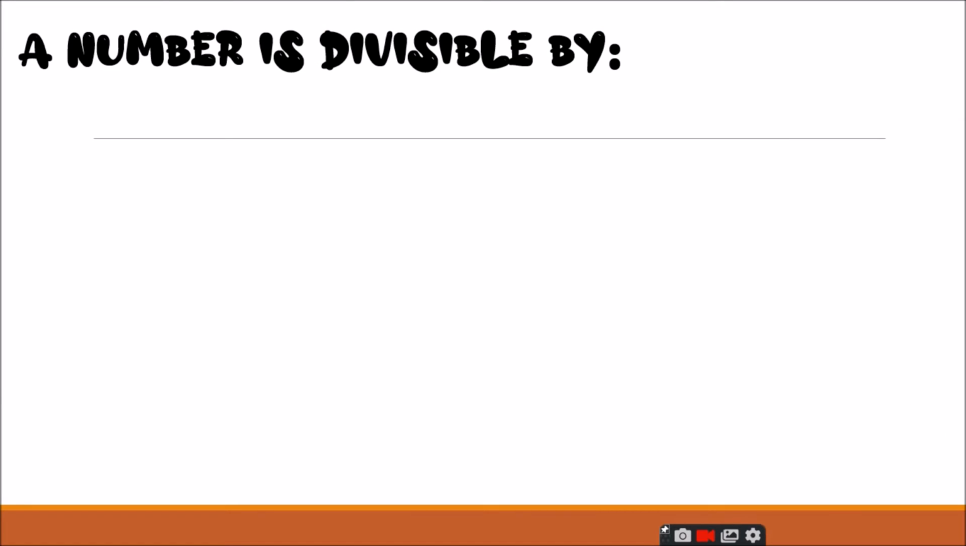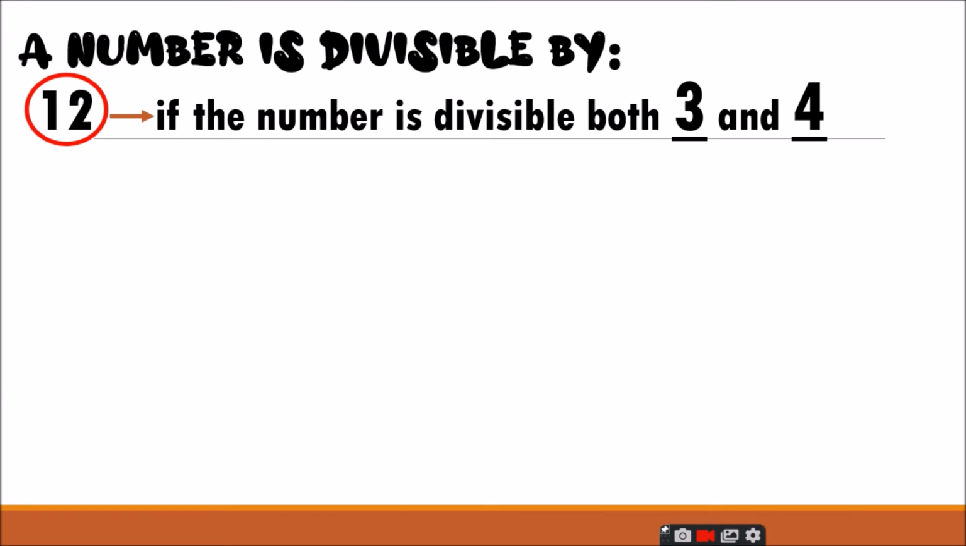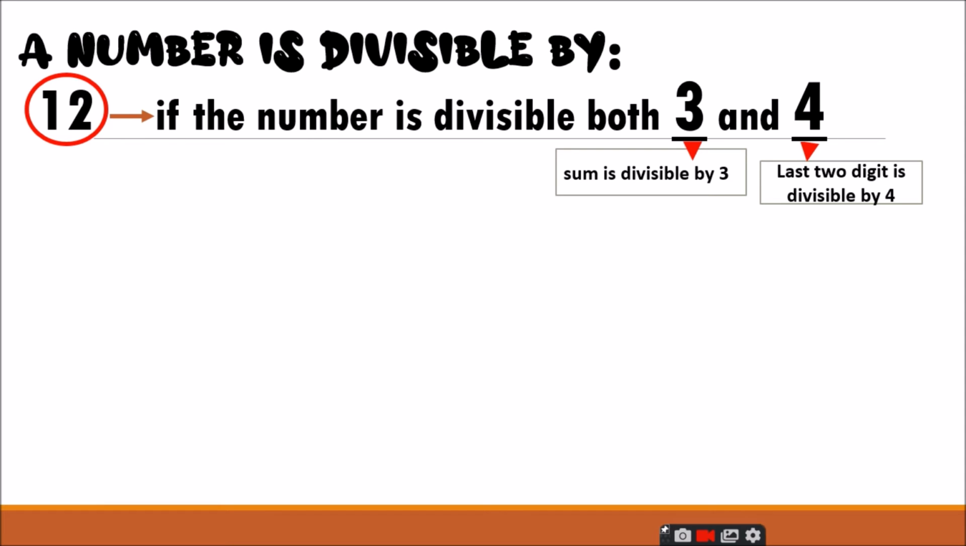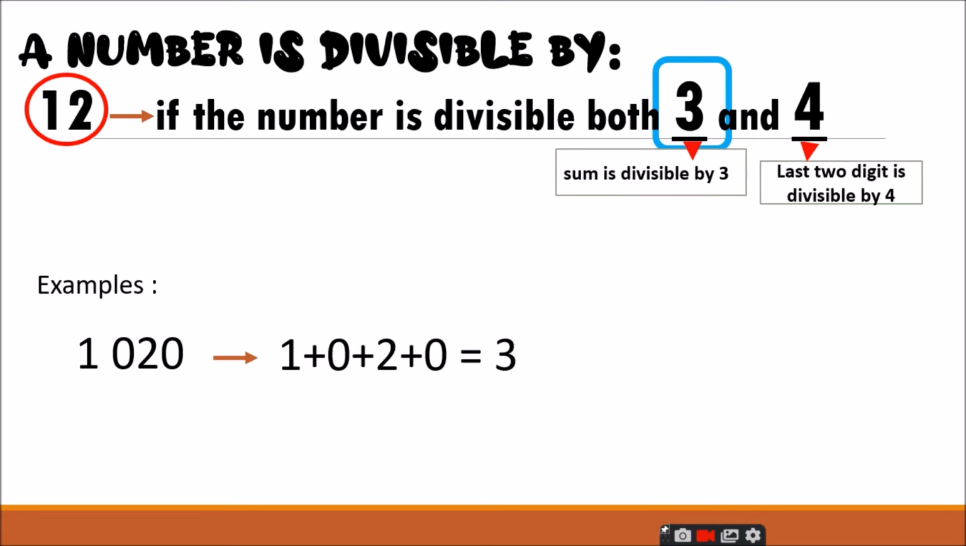Okay, so let's move on, my dear students. A number is divisible by 12 if the number is divisible both by 3 and 4. Take note that the divisibility rule of number 3 is the sum of the digits is divisible by 3. And it's divisible by 4 if the last two digits are divisible by 4. So example, 1020. Let's check if it's divisible by 3 by getting the sum of the digits. So 1 plus 0 plus 2 plus 0 is equal to 3. And let's check if 3 is divisible by 3. Okay, so it is divisible by 3.